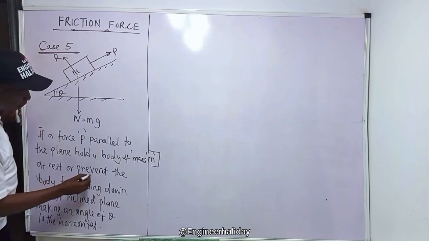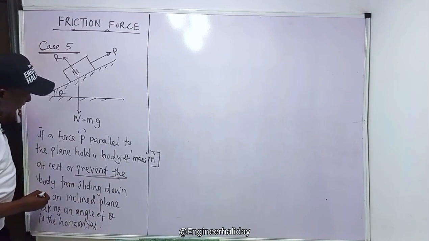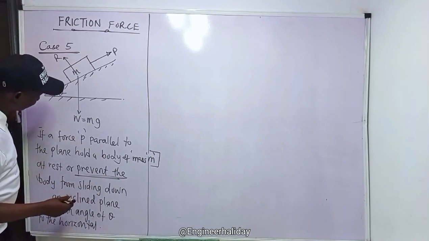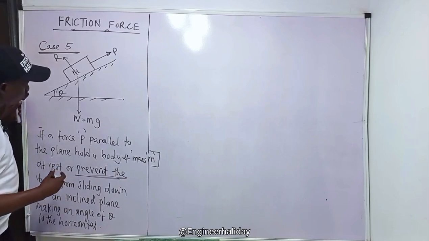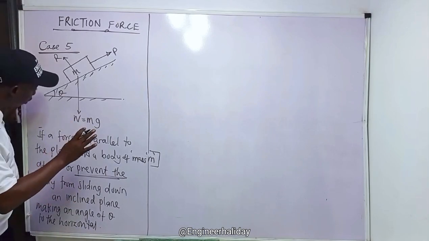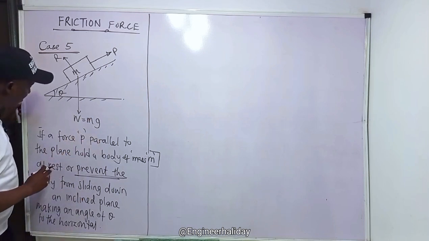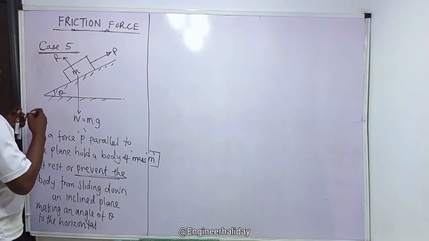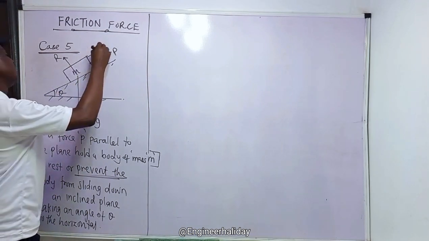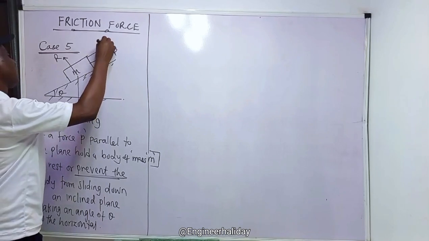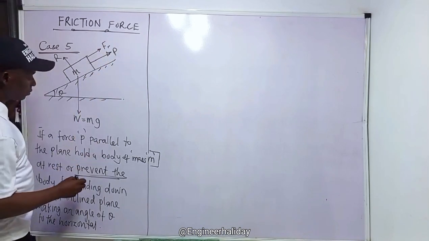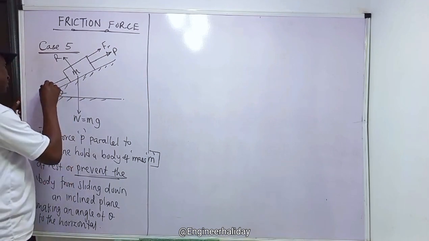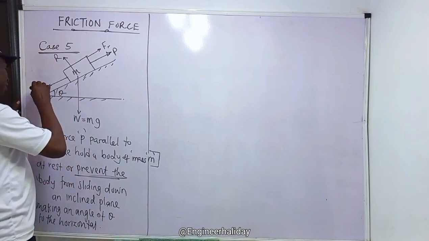Now don't forget, to prevent the body from sliding down the plane, meaning that it cannot do otherwise by moving it upward. The worst case scenario is to make it be at rest. In that case, let's have Fr up, and let Mg sin theta be down.